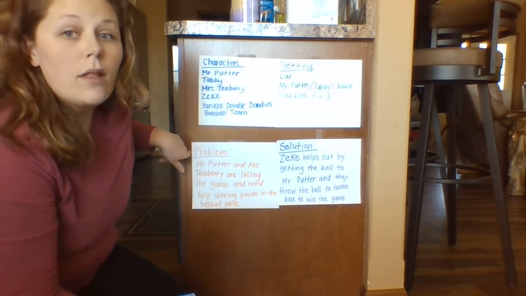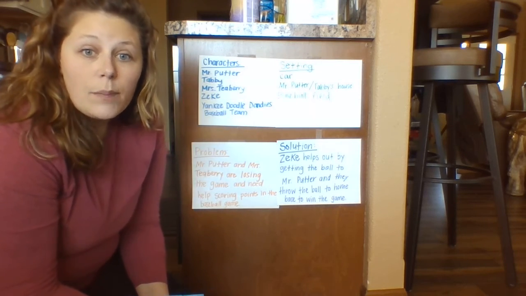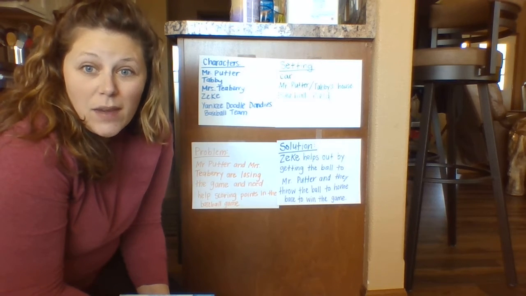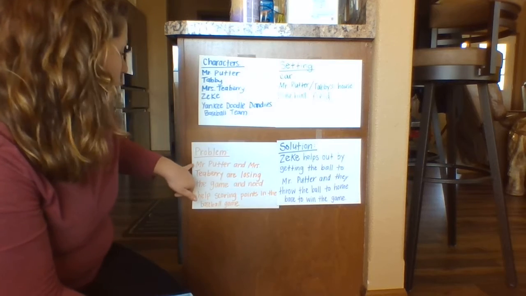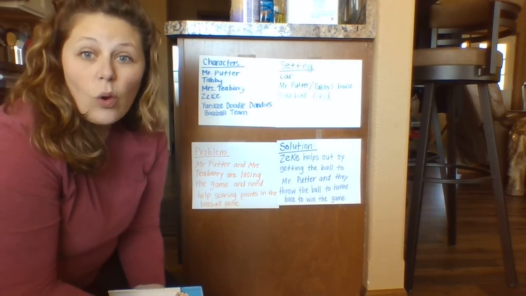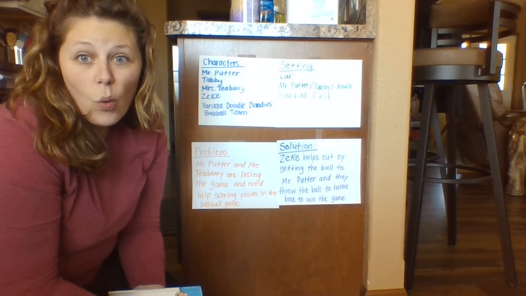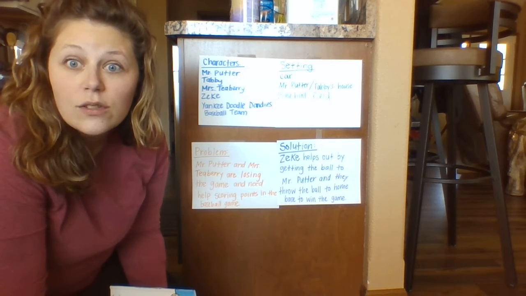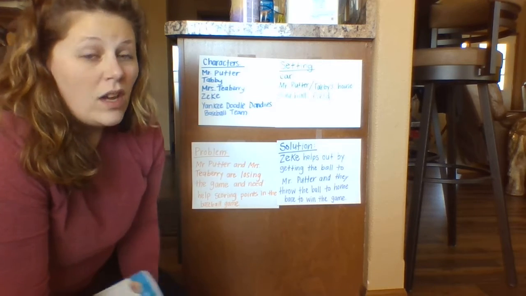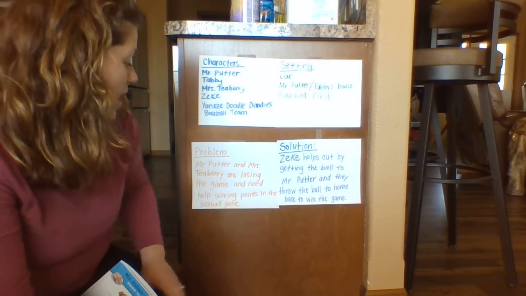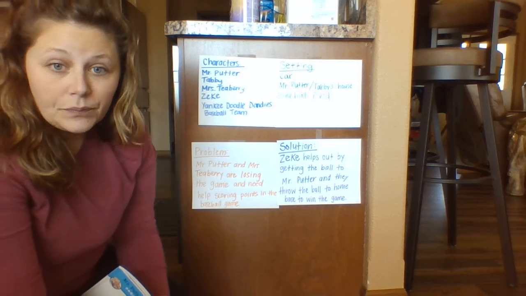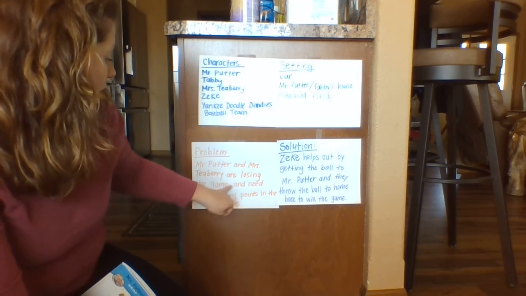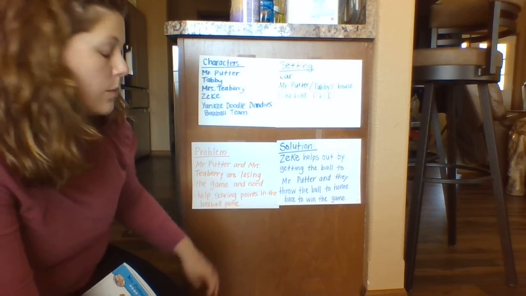There was a huge problem in this book, right? The problem was that they weren't really scoring a lot of points in the baseball game because Mr. Putter and Mrs. Teaberry were kind of old, right? And that team had a lot of old people on it. If you remember, it even said that one of the players was 100 years old. That's really old. And that they were losing the game and needed help scoring points for the baseball team, right? So it says that they needed help scoring points in the baseball game.